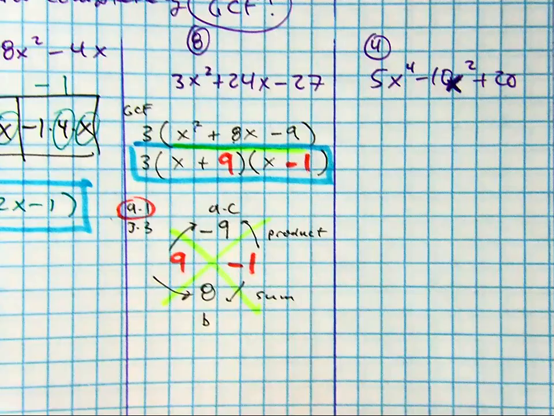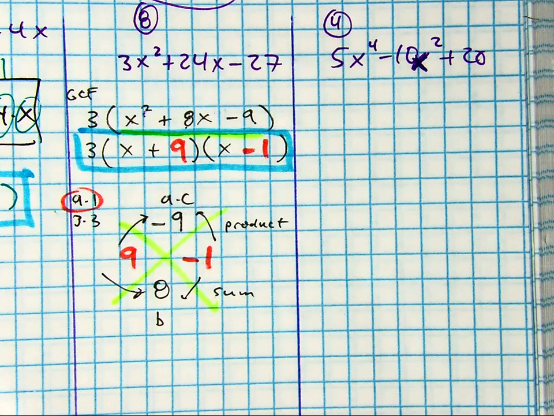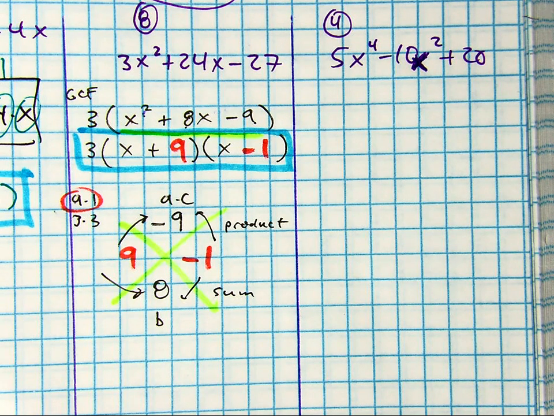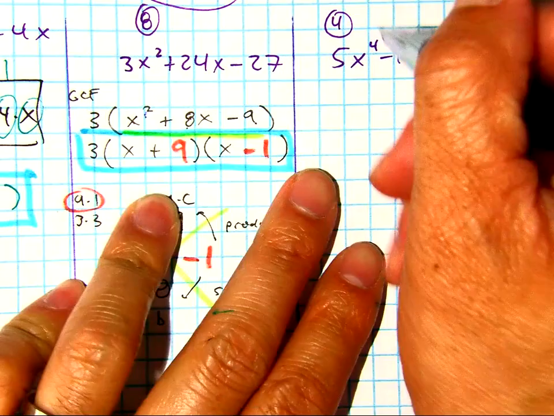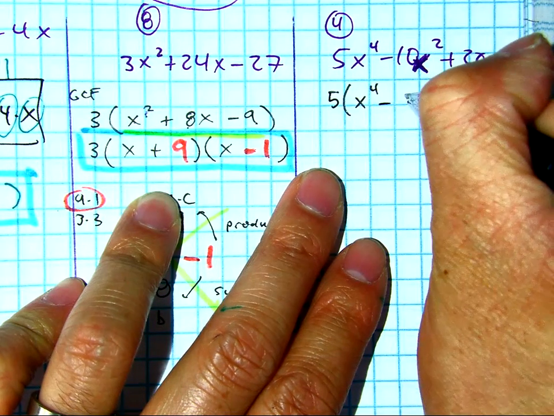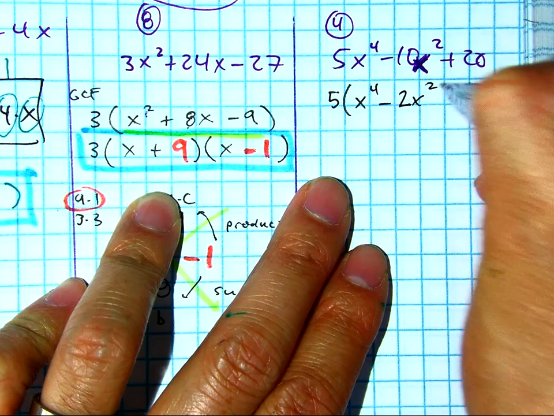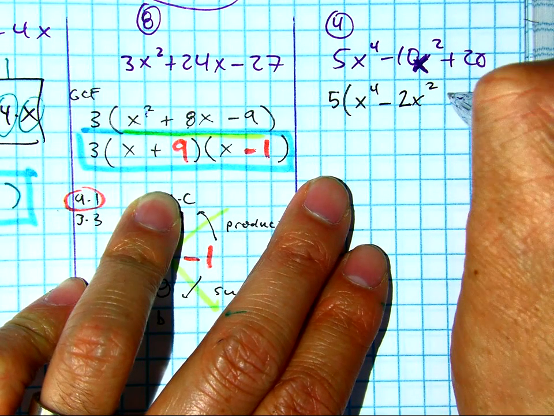Let's try question number 4. Partner A, tell partner B the greatest common factor. Natalie, what's the greatest common factor? So we have a 5 times x to the 4th minus what, class? 2x squared plus 4.